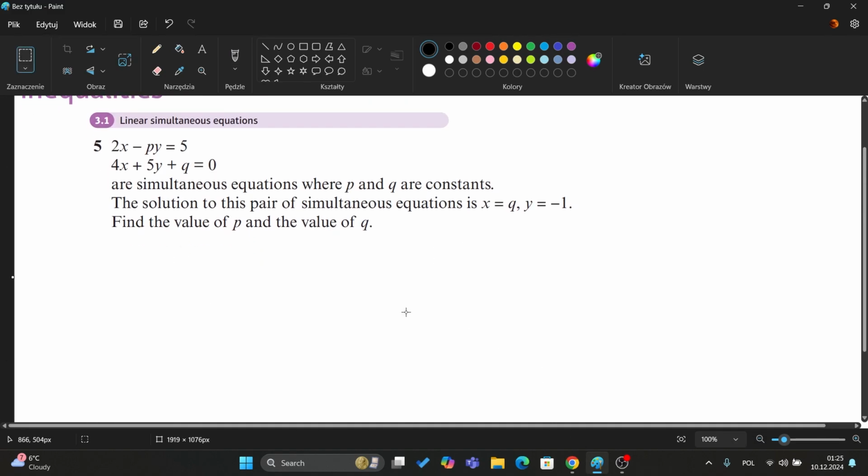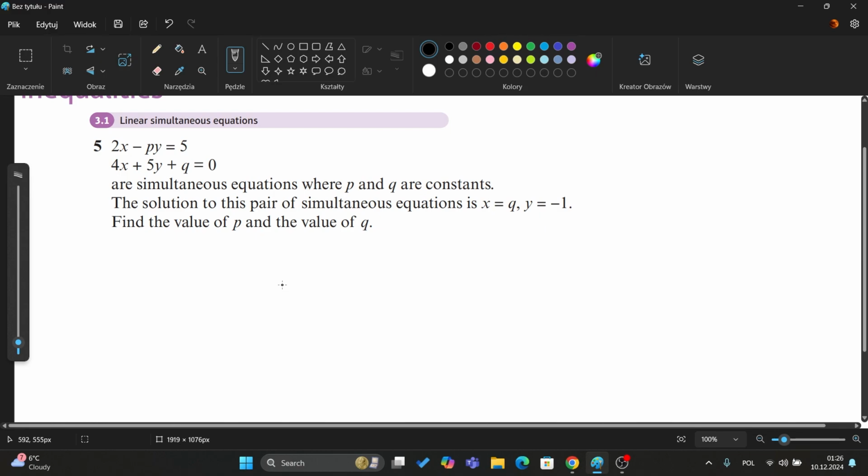Now we got the last question that we're going to do today. 2x minus py equals 5, and 4x plus 5y plus q equals 0. So they are simultaneous equations where p and q are constants, and the solution to this pair of equations is x equals q and y equals negative 1. And we have to find the value of p and the value of q.